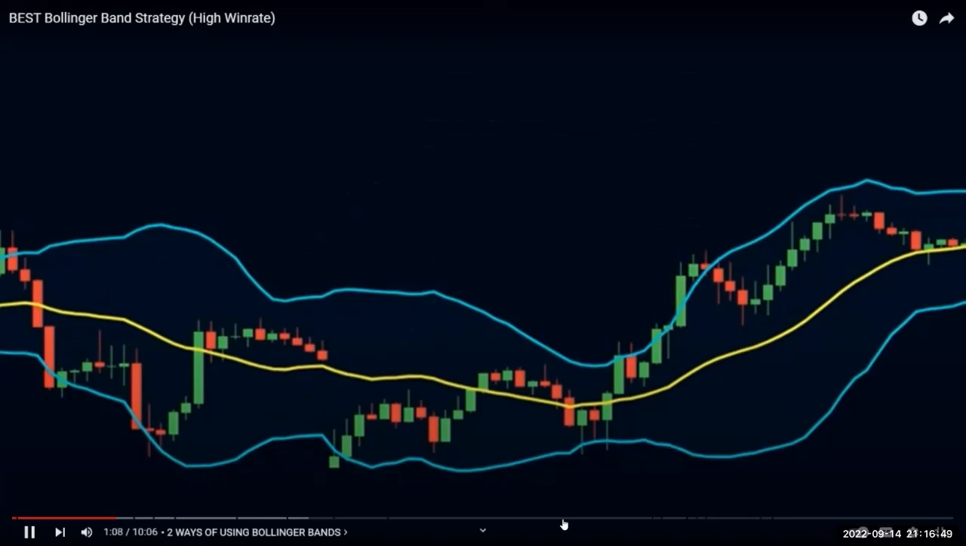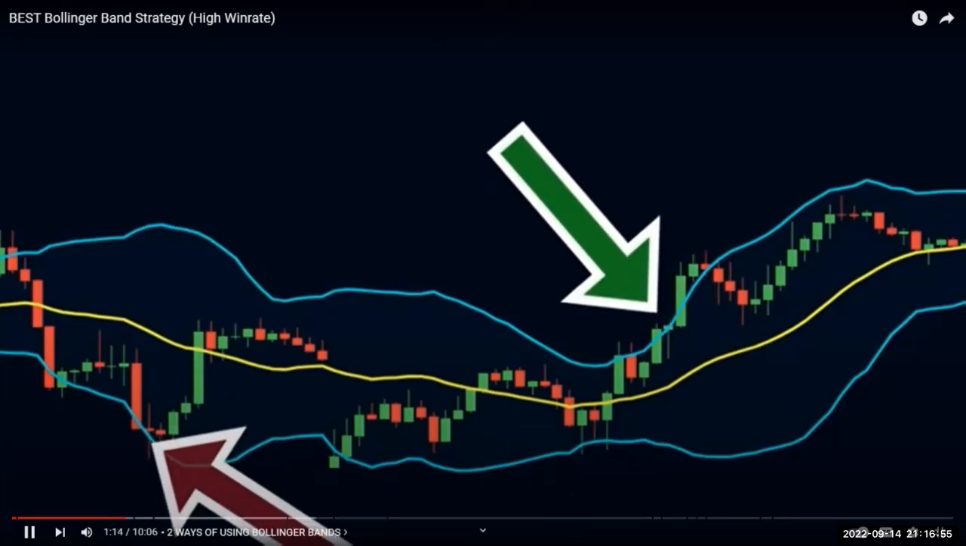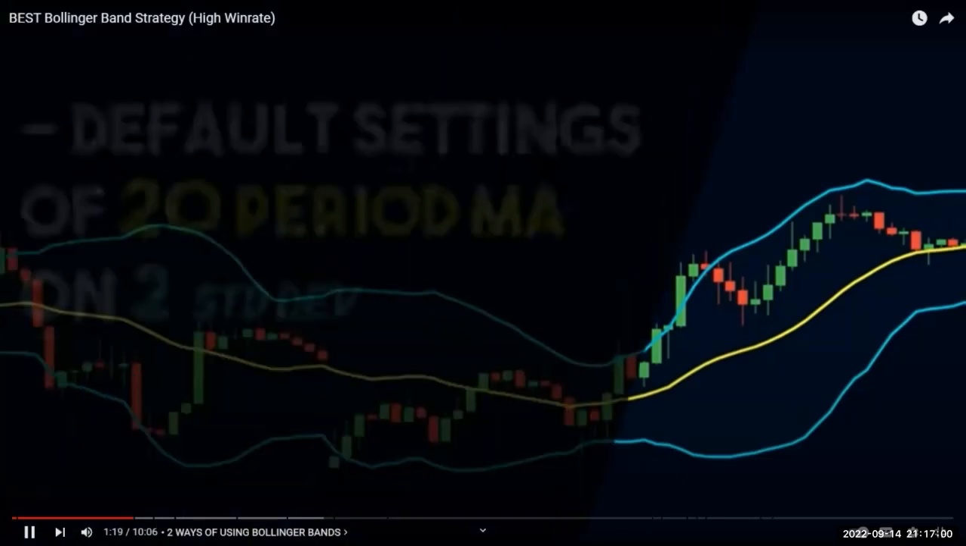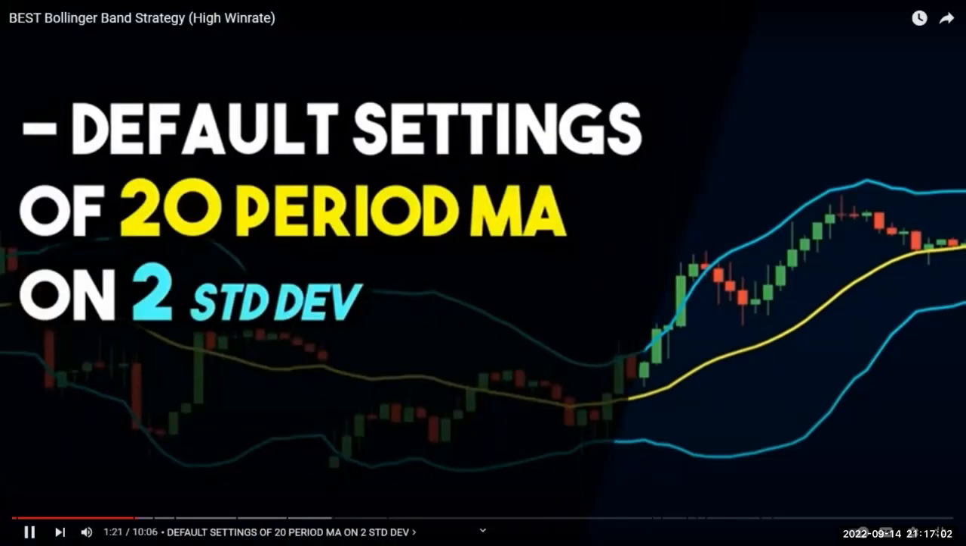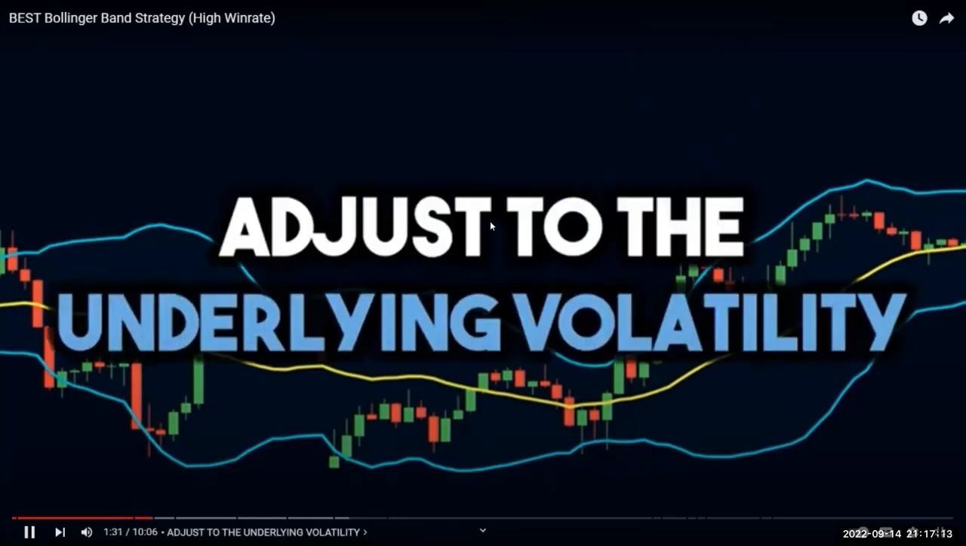The Bollinger Bands are very popular among traders because they help in determining whether the price is higher or lower on a relative basis. Throughout this video, we will use the Bollinger Bands on their default settings of a 20-period moving average with a 2 standard deviation. The distance of the bands is based on standard deviation and hence, they adjust to the underlying volatility of the asset.